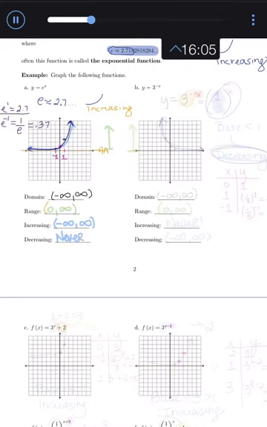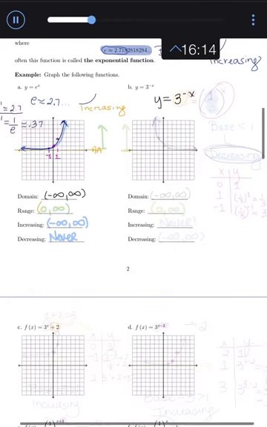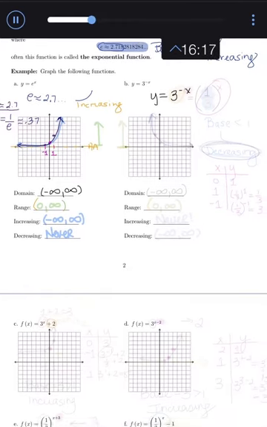Let's look at problem B. In problem B, we have y equals 3 to the negative x. Well, remember, let's take a look at this. We've got a negative exponent on our 3, which means I can rewrite that 3 with the negative exponent as its own little fraction. That negative exponent will drop the 3 down to the bottom, which would leave a 1 up on top.